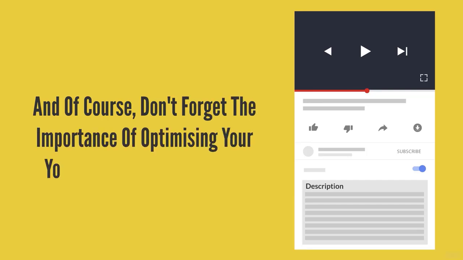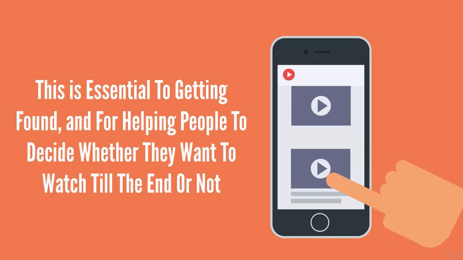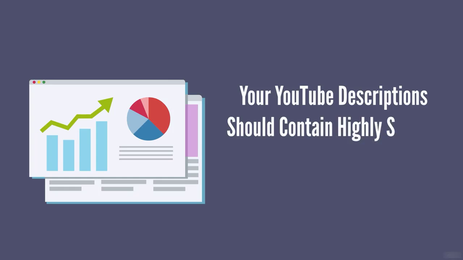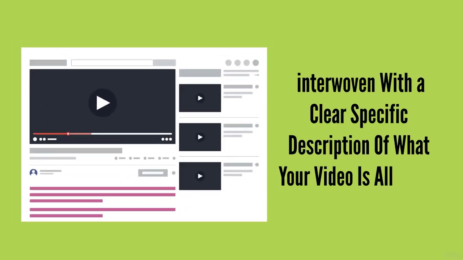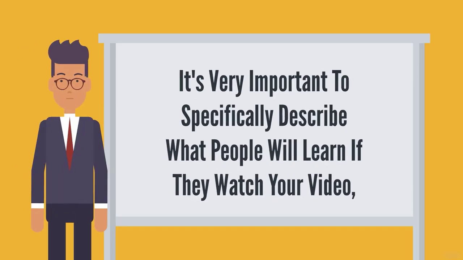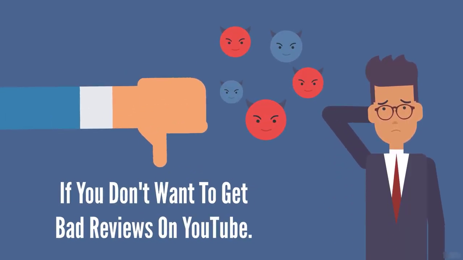And of course, don't forget the importance of optimizing your YouTube video descriptions. This is essential to getting found and for helping people to decide whether they want to watch till the end or not. Your YouTube descriptions should contain highly scoring keywords that are relevant to your topic, interwoven with a clear, specific description of what your video is all about. It's very important to specifically describe what people will learn if they watch your video, if you don't want to get bad reviews on YouTube.